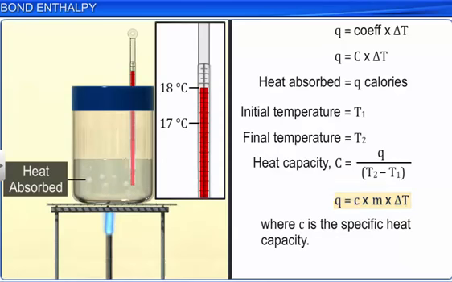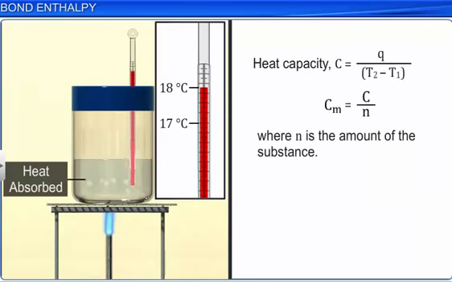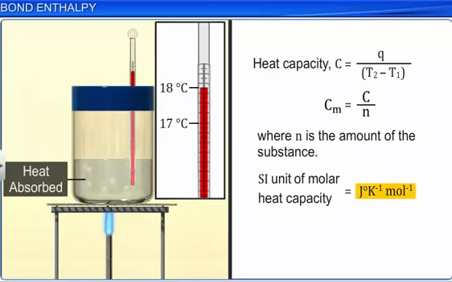The molar heat capacity of a substance is defined as the quantity of heat needed to raise the temperature of 1 mole of substance through 1 degree Celsius or 1 Kelvin. The SI unit of molar heat capacity is Joule per degree Kelvin per mole. The molar heat capacity Cm equals heat capacity C divided by n, where n is the amount of the substance.